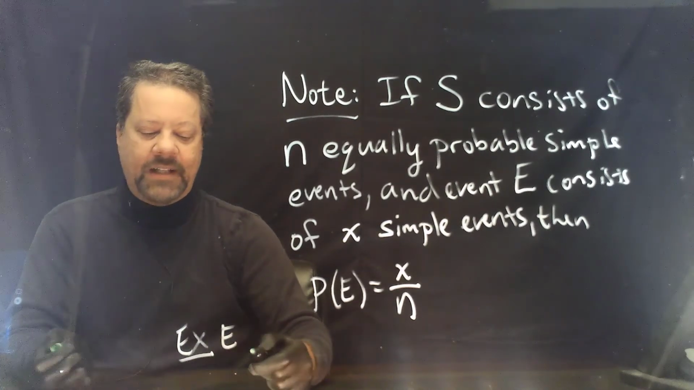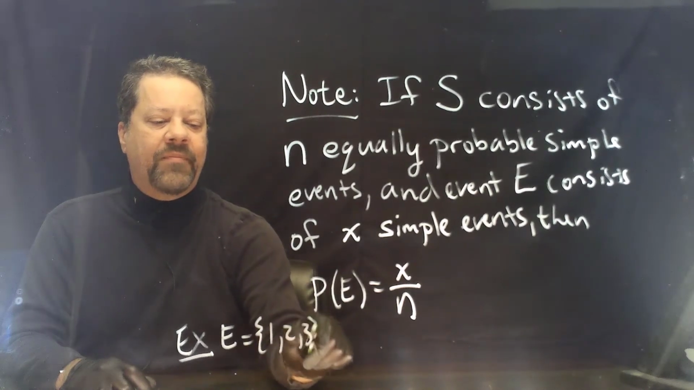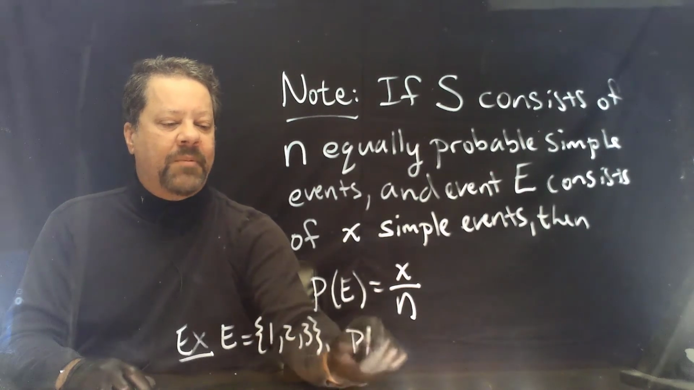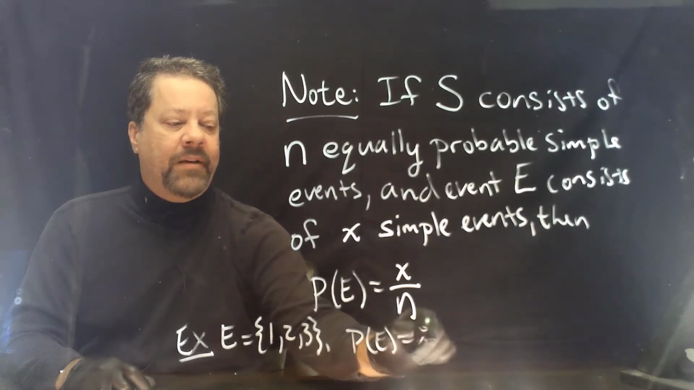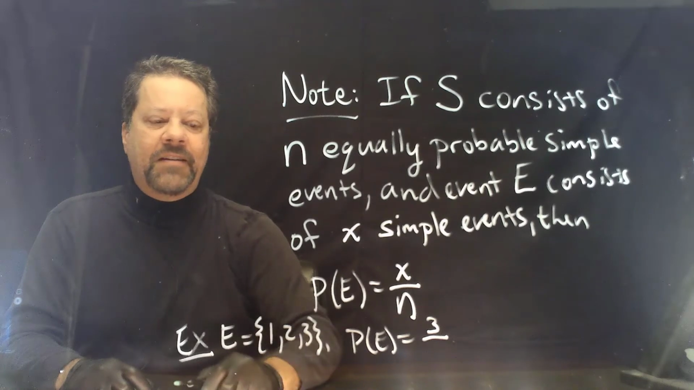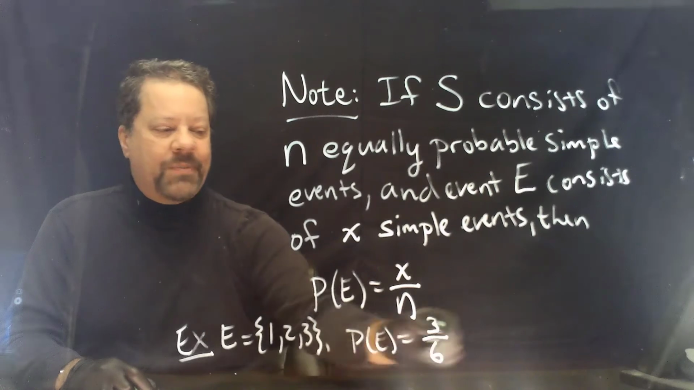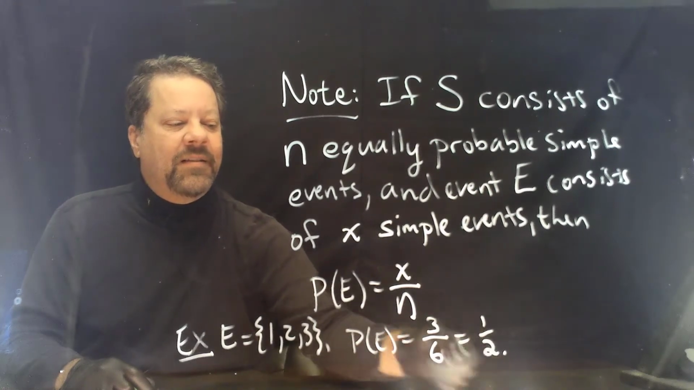of throwing a single die, suppose the event consists of 1, 2, or 3. The probability of that event will be 3, there are 3 simple events within this event, divided by 6, the total number of elements in the sample space, or 1/2. If you don't know whether or not the simple events are equally probable, you can still experimentally estimate the probability of an event.